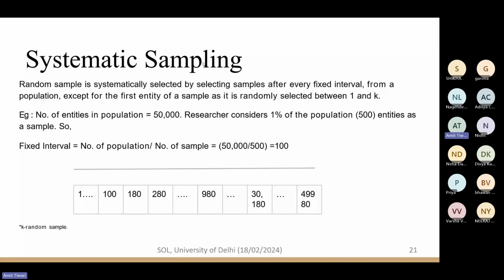First you take any one number between 1 and 100. In our case we had taken 80. After that, at every 100 interval we take one individual. The first one was taken at 80, the second at 180, then 280, then 380, then 980, then 30,180, then 49,800, then 49,980. So all 500 people we are taking in a very systematic way.